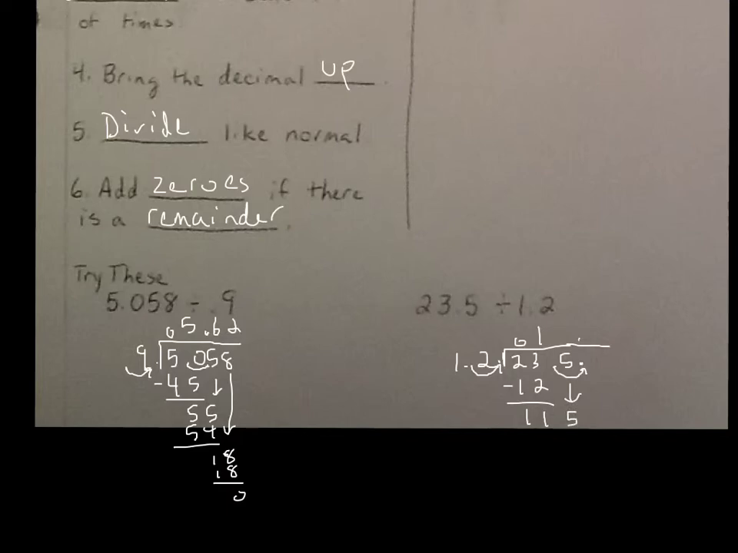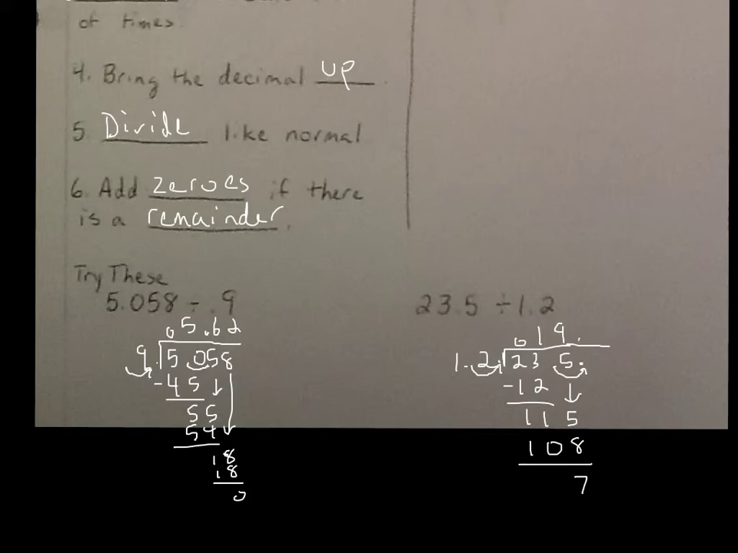Uh-oh, we got some big numbers going on here. So 12 goes into 115. Well, 10 is 120, so that's too much. So let's do 9. 12 times 9. Hopefully you know. It's 108. We subtract those, and you are left with 7. Now we have a remainder here, and we don't have any more numbers.